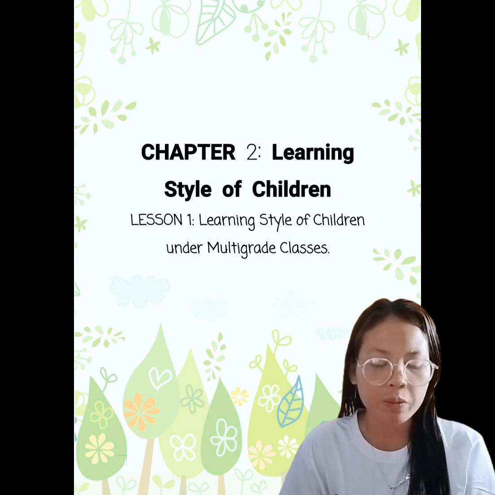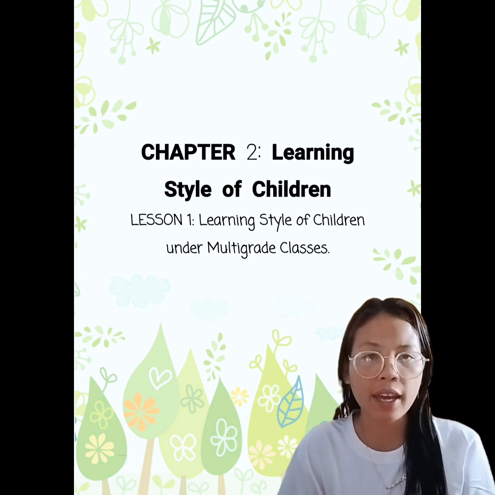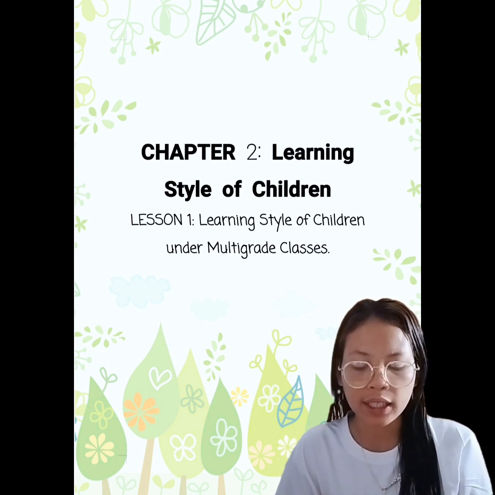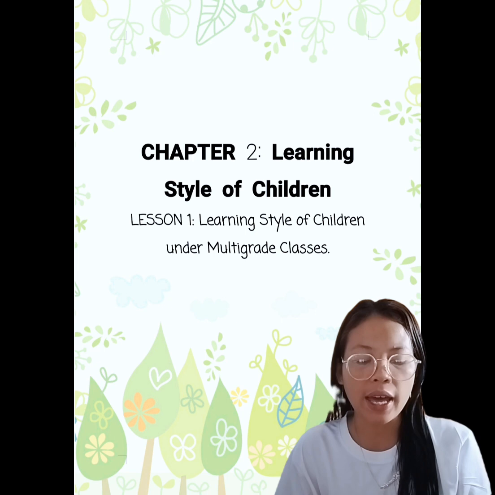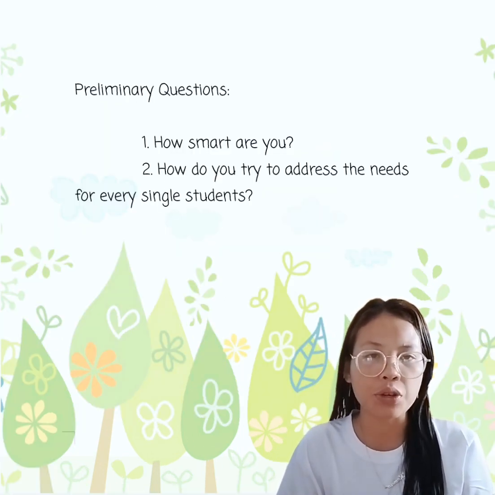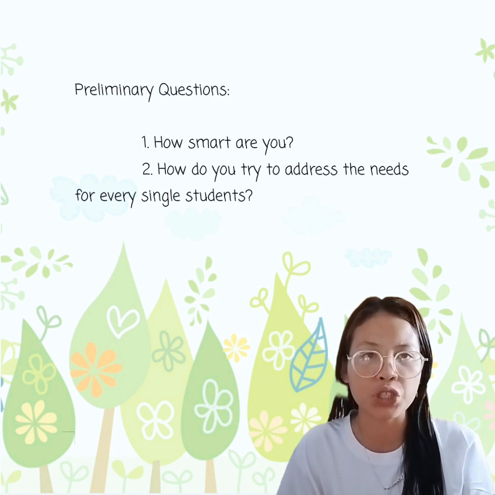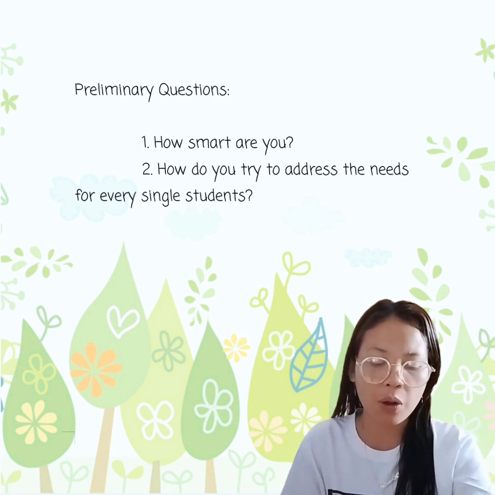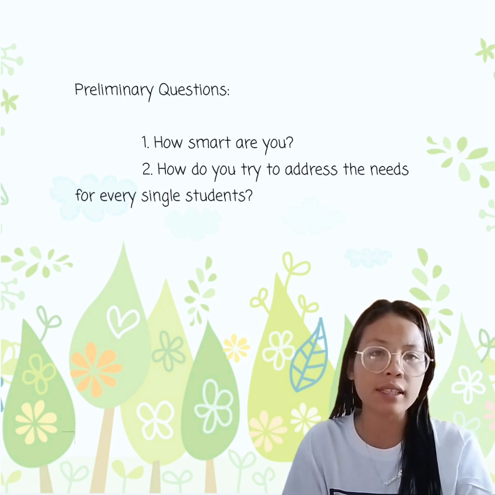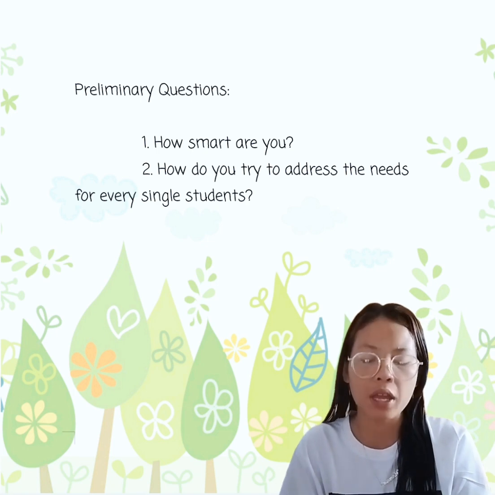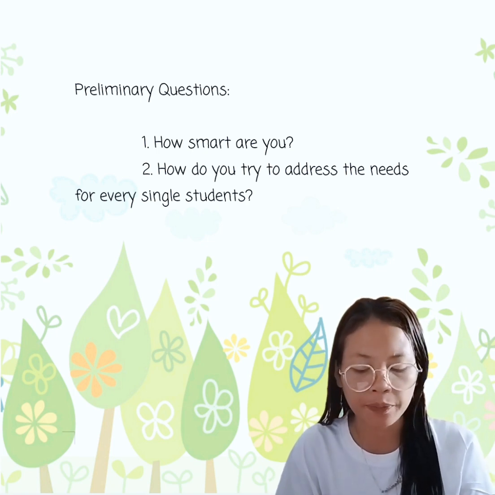So today I'll be presenting how I gathered the data about Chapter 2, Learning Style of Children, Lesson 1, Learning Style of Children under multi-grade classes. First I will answer the preliminary question. First question is, how smart are you? So not at all can I say that I am smart. After all, there is no proper way to measure our intelligence.